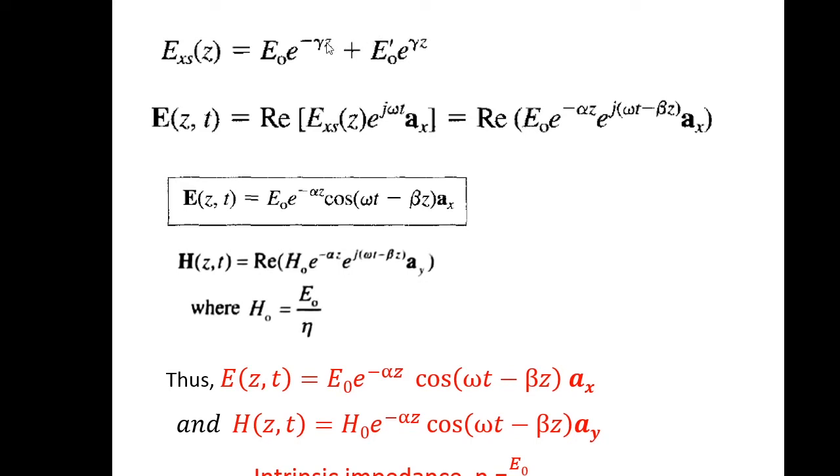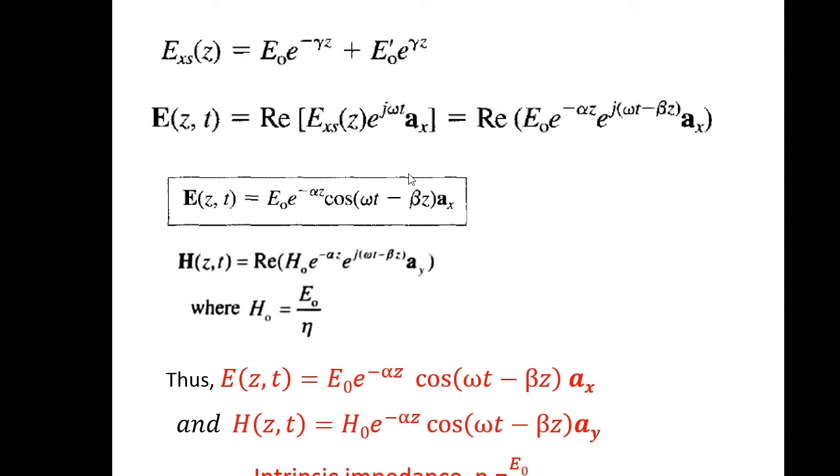We can write the electric field as the real part of E naught, which is the highest amplitude, E naught e raised to minus alpha z, where we are splitting gamma into alpha plus j beta. According to the phasor form, this is only a function of space, or xyz components. In addition to that, there is a time dependence factor, e raised to j omega t. So Exs(z) into e raised to j omega t is the total equation for the electric field vector. Then when you take the real part, you will find that the real part of e raised to j theta is the cos component.